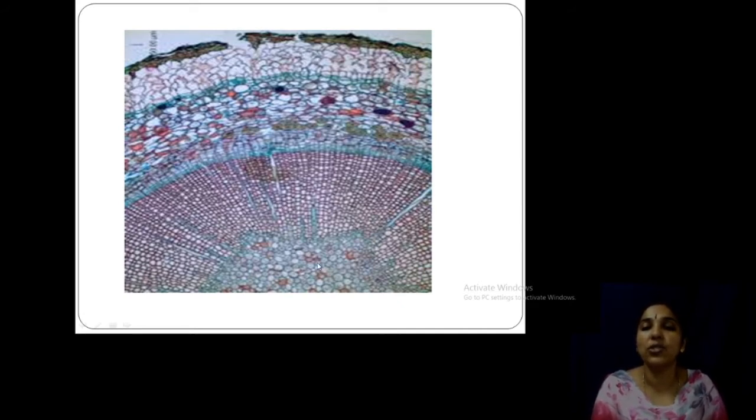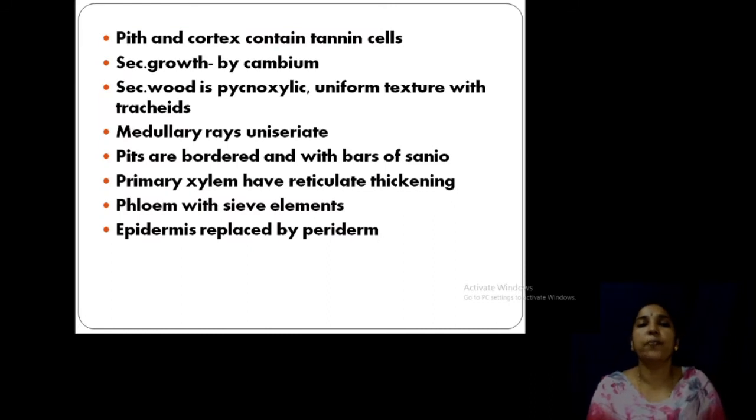These white lines you can see are the medullary rays. This is the pith region, and the primary xylem you can observe in these regions, and this is the phloem region. So this is the secondary thickening in ginkgo. Pith and cortex generally contain tannin cells, the blackened structures. The secondary growth is by cambium, the typical growth. It cuts off secondary xylem towards the inside and secondary phloem towards the outside. And the wood is pycnoxylic.